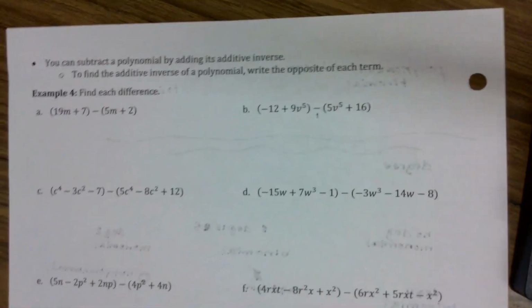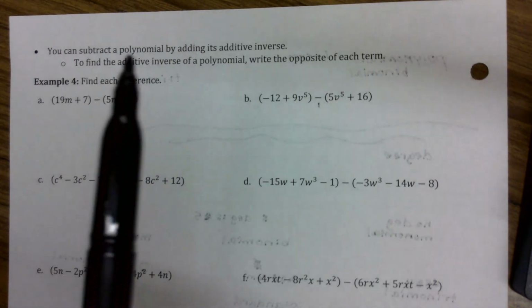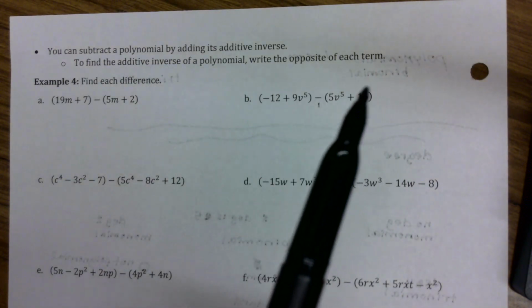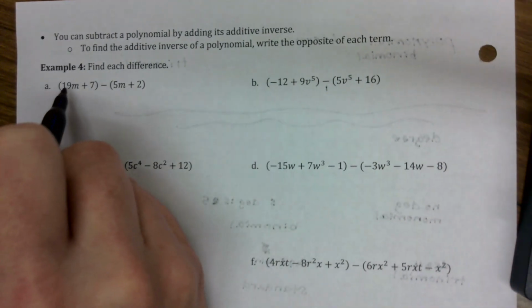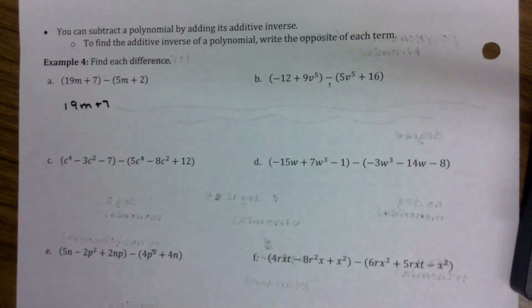All right, so that's adding. Now we're dealing with subtraction, which seems to always be harder, because you can subtract a polynomial by adding its additive inverse. To find the additive inverse of a polynomial, write the opposite of each term. So what that means is nothing's happening to this first quantity. So we just write it as 19m plus 7.